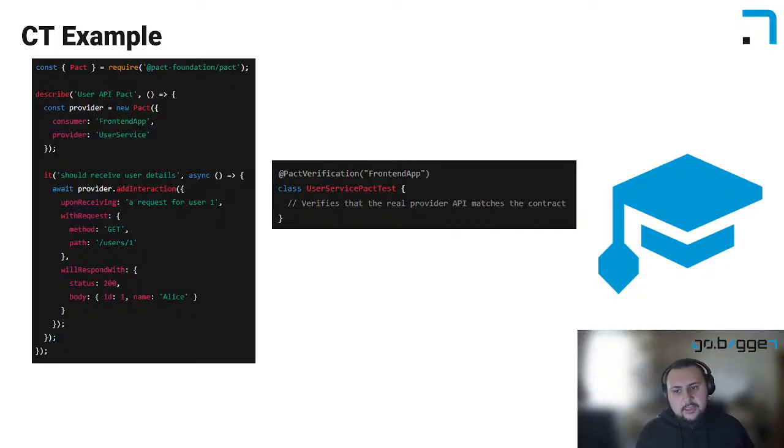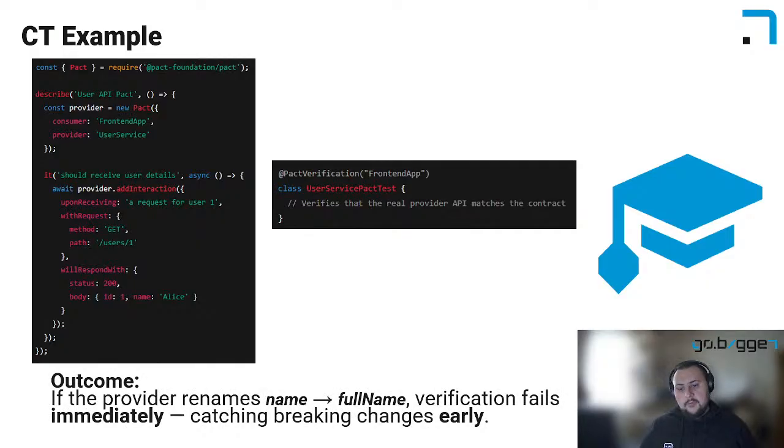Afterwards, we want to check if the response matches up with what we expect. In this case, we will respond with a JSON body. The body contains the ID 1 and the name Alice. The HTTP status should be 200. What is going to happen at the very end? The outcome is if the provider renames name to fullName, for example, the verification fails immediately, catching breaking changes early.